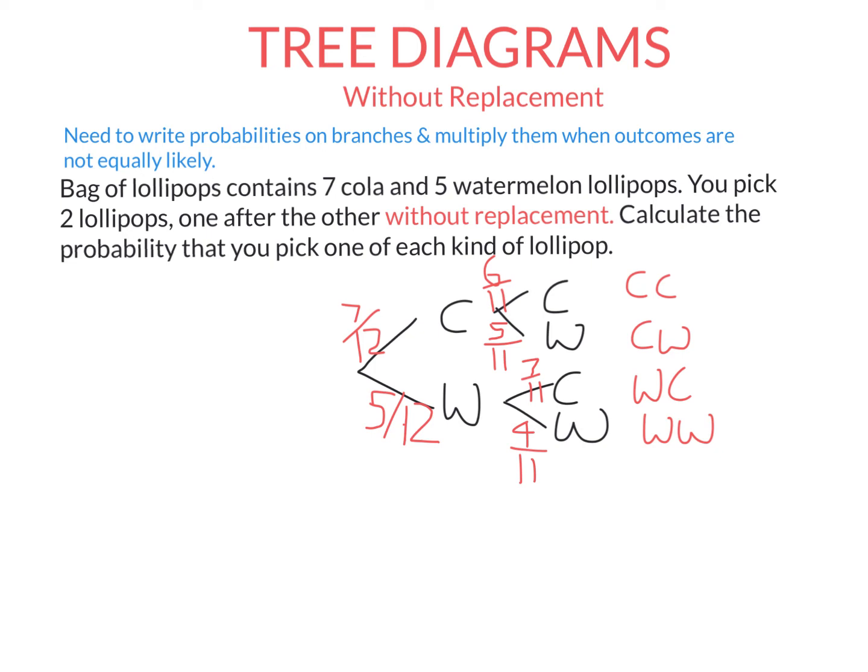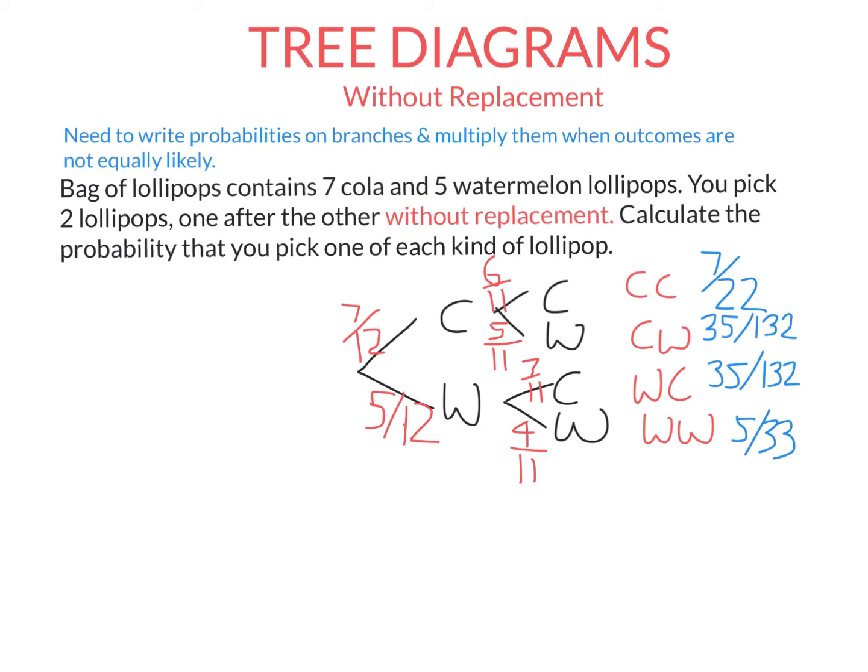So remember we learned on that previous video, to find the probability of each of these 4 outcomes, we multiply the numbers on the branch. So the probability of cola then cola is 7 over 12 times 6 over 11. And that actually gives us 7 over 22. The probability of getting cola then watermelon is 7 over 12 times 5 over 11, which is 35 over 132. So similarly for the last two, to find their probabilities, just multiply the numbers on the branches.